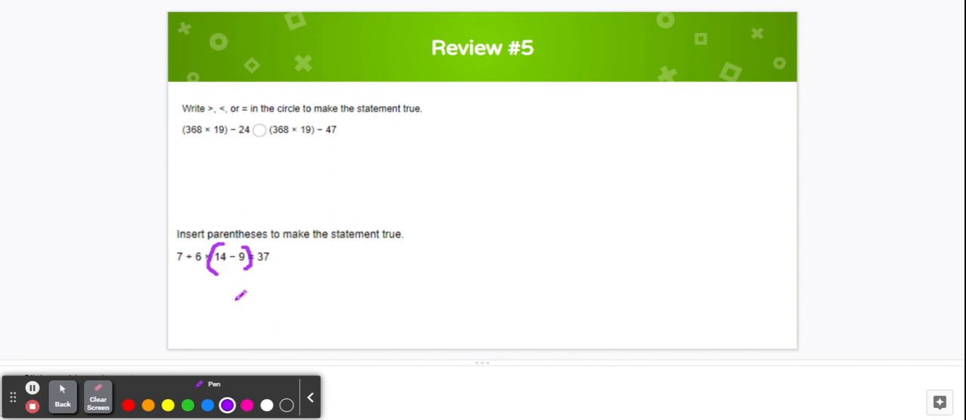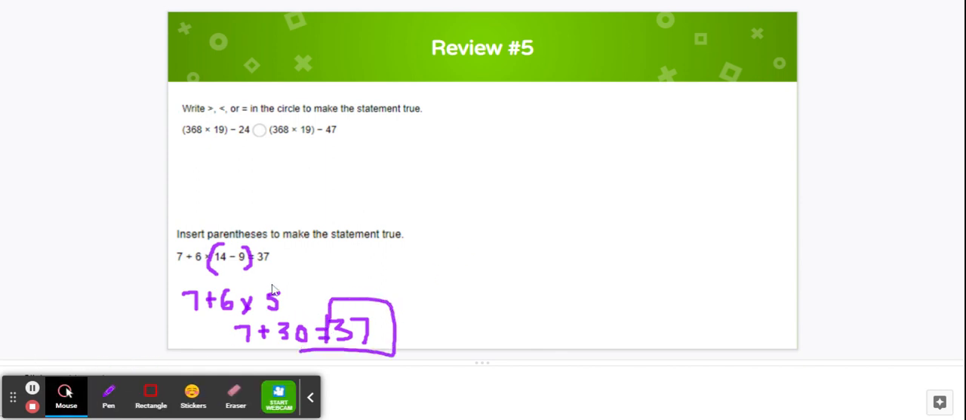PEMDAS is telling me parentheses first. So I do 14 minus 9 first, and I rewrite it just like this: 7 plus 6 times 5. Okay, now I'm going to do my multiplication, which is 6 times 5. That's 30. So it'll look like 7 plus 30. And look at that, 7 plus 30 is 37. So that's the only place I could put my parentheses and make this one true.